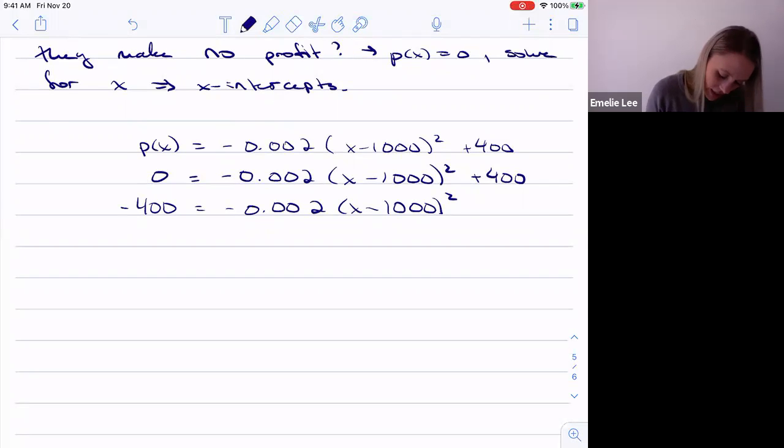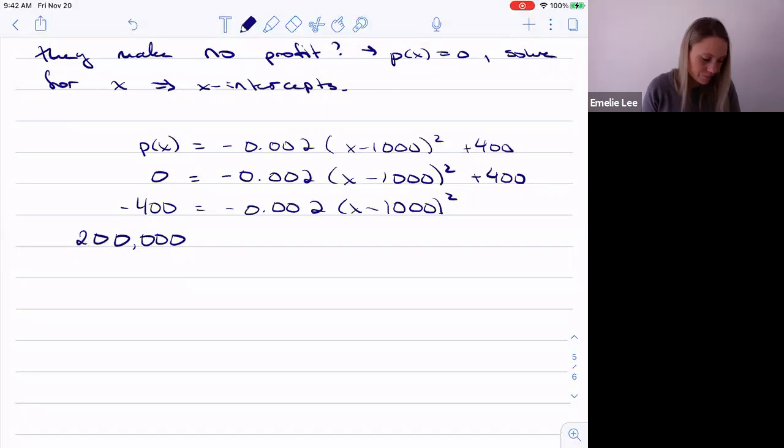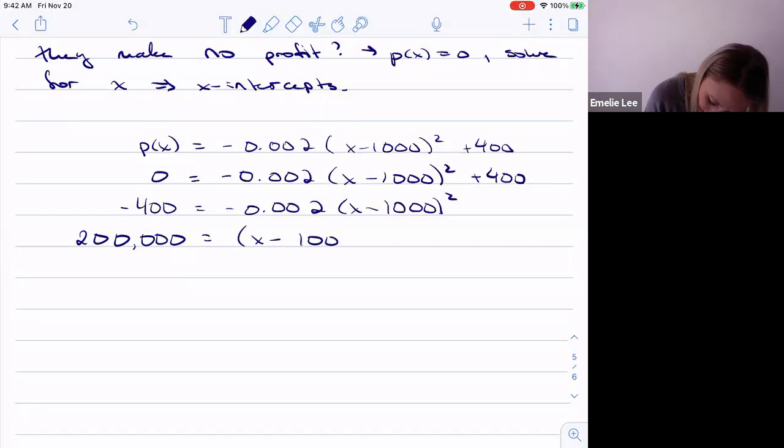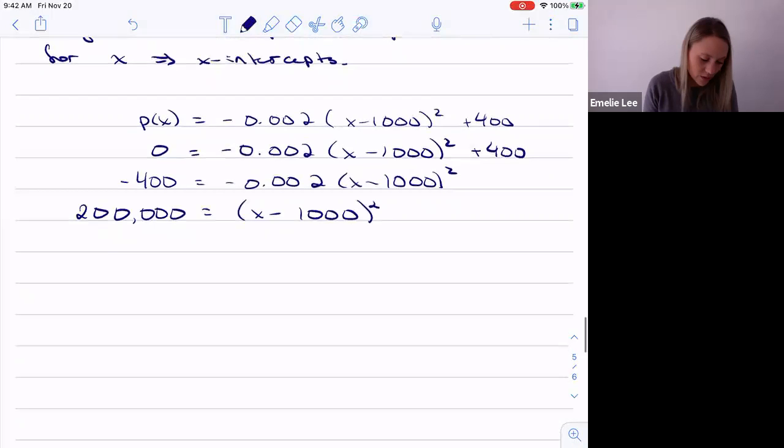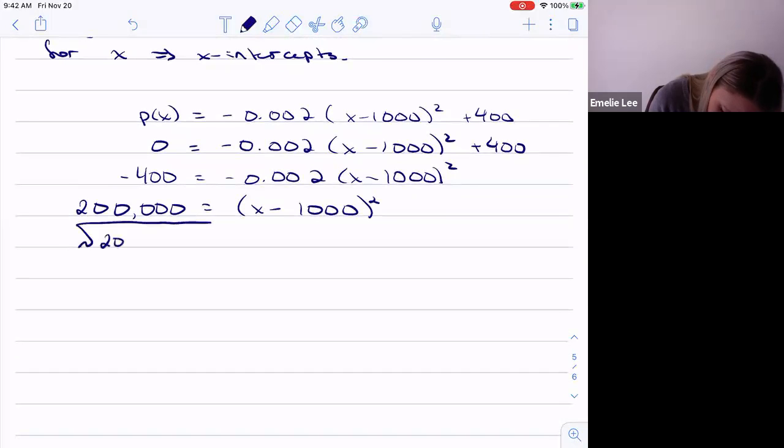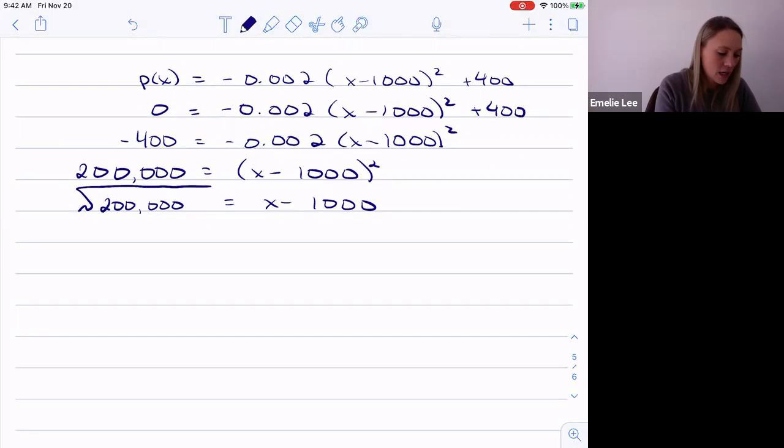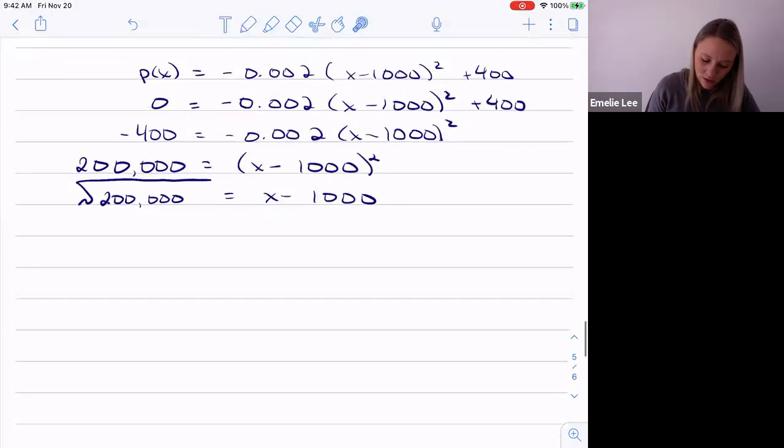Negative 400 divided by negative 0.002 is 1, 2, 3, 4, 5 zeros. Oh, it should be 200,000. Which is x minus 1,000 squared. So I can take the square root of 200,000, which is x minus 1,000. Solving for x, again I'm going to use that revolving door. First, I'm going to see if I get any nice number when I take the square root of 200,000. I don't. So I'm just going to leave it as the square root of 200,000 for a little bit. X is going to be the square root of 200,000 plus 1,000.